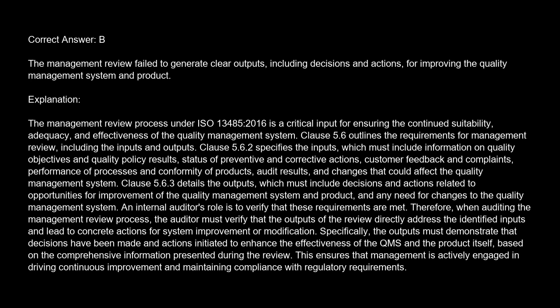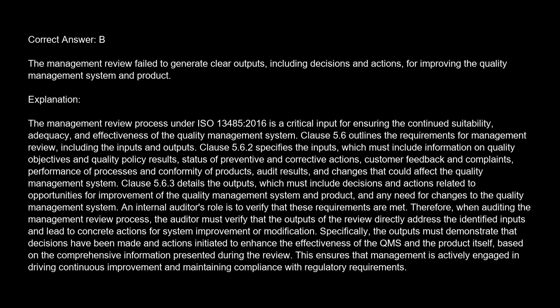Clause 5.6.2 specifies the inputs, which must include information on quality objectives and quality policy results, status of preventive and corrective action, customer feedback and complaints, performance of processes and conformity of products, audit results, and changes that could affect the quality management system. Clause 5.6.3 details the outputs, which must include decisions and actions related to opportunities for improvement of the quality management system and product, and any need for changes to the quality management system. An internal auditor's role is to verify that these requirements are met.